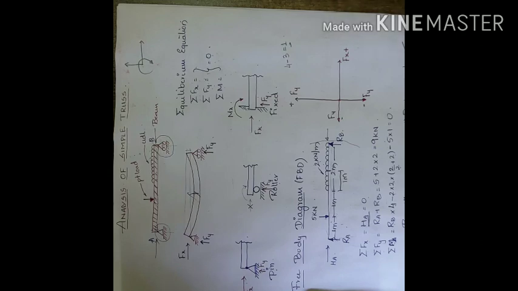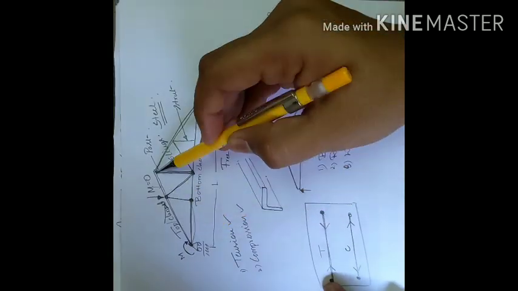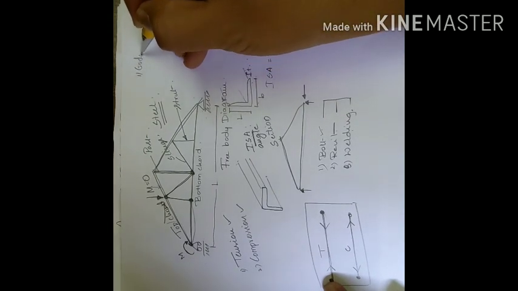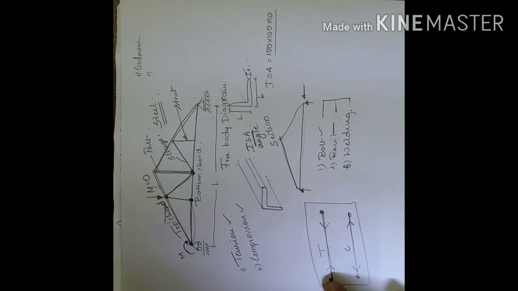Today we'll be moving on with the next part of the chapter, that is analysis of a simple truss. So what is a truss, guys? I hope all of you are familiar with this kind of roof trusses which we normally see in godowns, railway stations, theaters, etc. Normally these types of trusses are used just to cover a larger area.